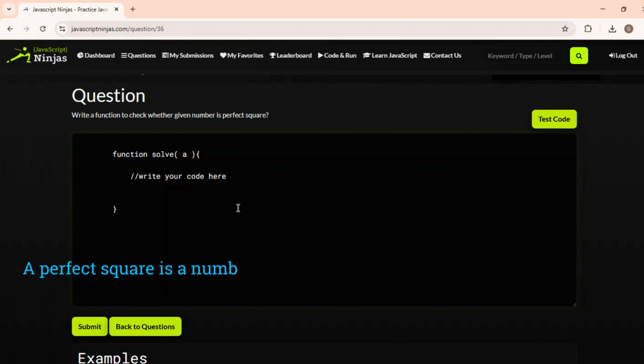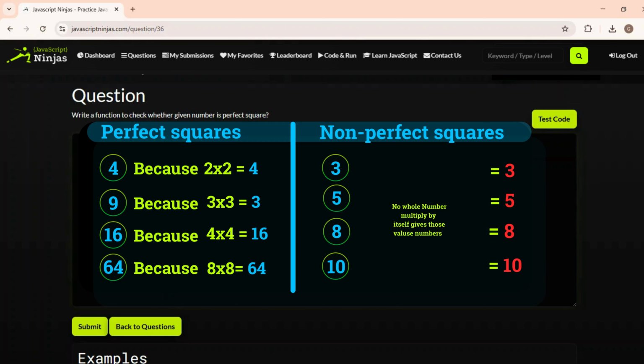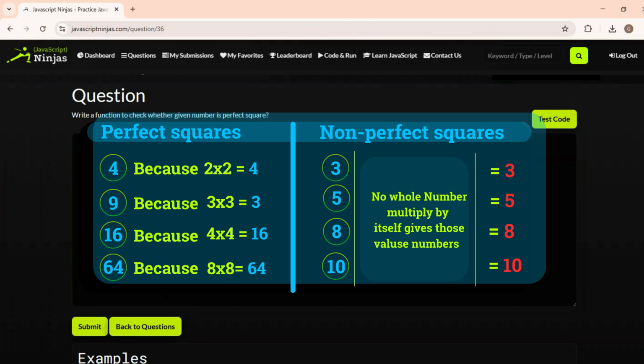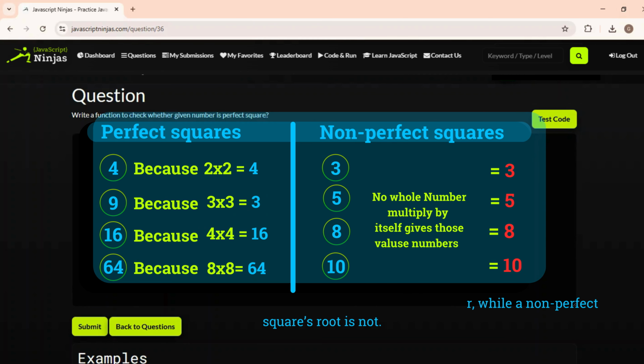A perfect square is a number that can be written as another whole number multiplied by itself. For example, 4, 9, and 16 are perfect squares because they come from 2 by 2, 3 by 3, and 4 by 4. But on the other side, numbers like 3, 5, 8, and 10 are not perfect squares, because no whole number multiplied by itself gives those values. So in short, a perfect square's square root is always a whole number, while a non-perfect square's root is not.